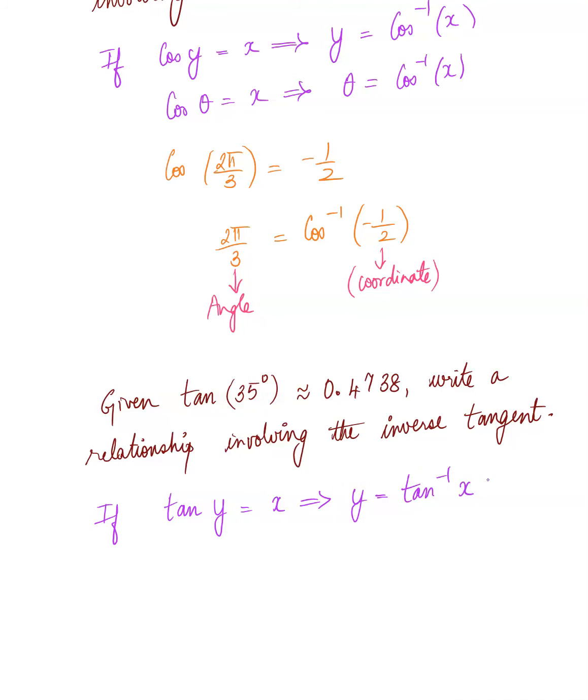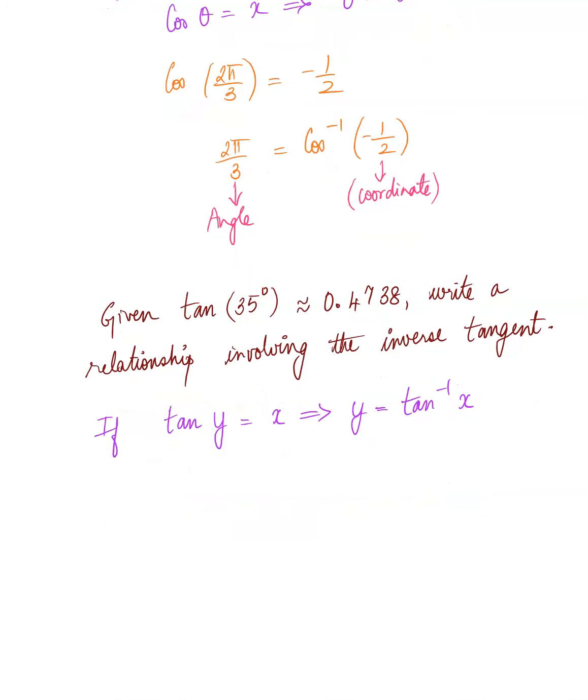Well, it is true for sine, it's true for cosine. Again, everywhere, if we can have specific restrictions, then we can find their corresponding inverses. We'll talk about the restrictions, but we're just trying to learn how to write this problem. So tan 35 degrees is 0.4732. That means 35 degrees is approximately, move the tan to the other side, when you move it, it takes the tan inverse.